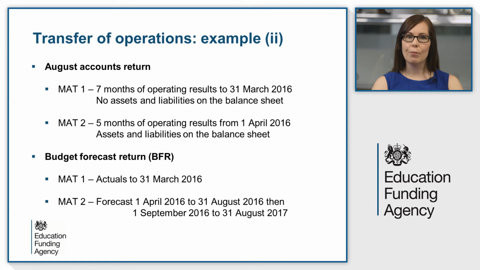An academy trust must complete a BFR for the period it's had an operational academy, and it must submit a BFR covering the period the academy was part of the trust, up until the transfer out date. In this instance, the actuals will be up to March 2016 and will be included in MAT 1, and then the forecast results from April 2016 onwards are included within MAT 2's BFR.